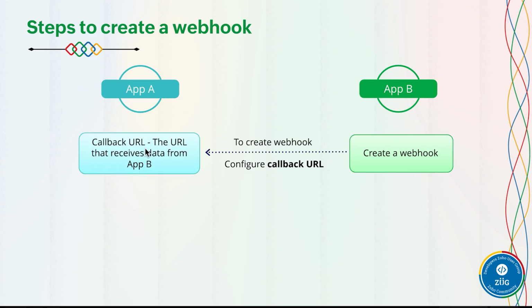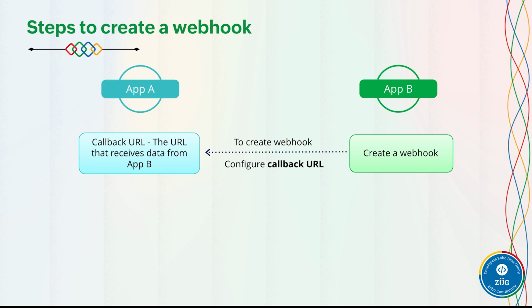Next, the callback URL. This is the URL provided by application A, which is capable of accepting the incoming data. So it serves as the endpoint that will receive the real-time data. When the specified event occurs in application B, the webhook will post the real-time data to this callback URL in application A. So essentially, this URL defines where the data should be delivered into the target system.